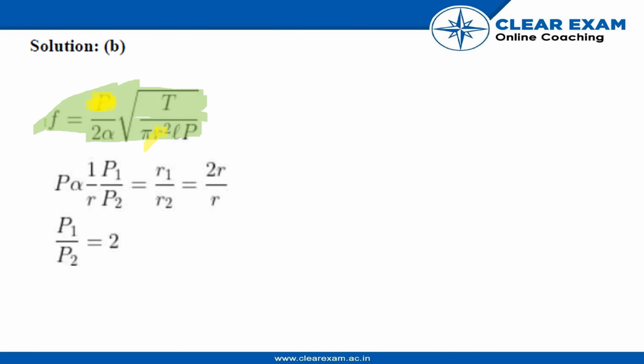radius. This P1 upon P2 is equal to R1 upon R2. We can also write R1 as 2R, because the radius of rod B is twice the radius of rod A. So R and R will cancel out, and the ratio of P1 upon P2 would be 2. So the correct answer is option B. Thank you.